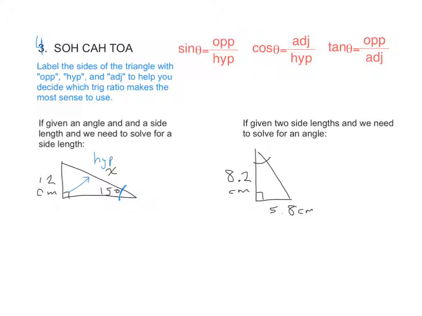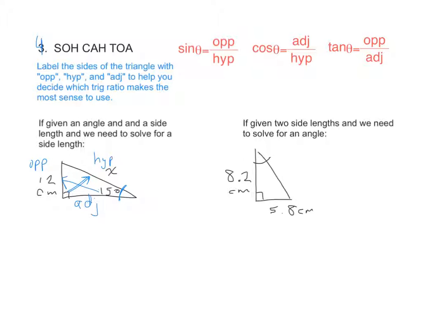It's never going to be the 90-degree angle. The hypotenuse is always across from the 90-degree angle. So in this example, across from the 15 degrees is 12 centimeters, so that 12 centimeters is the opposite side, and the third side then would be our adjacent side.